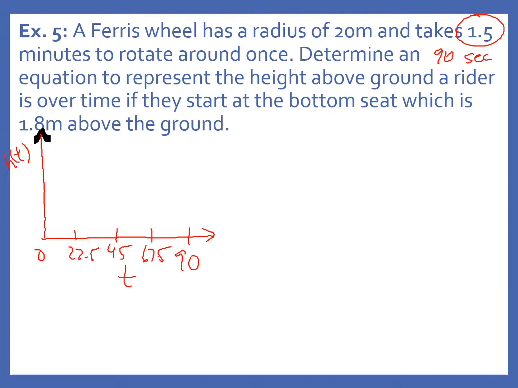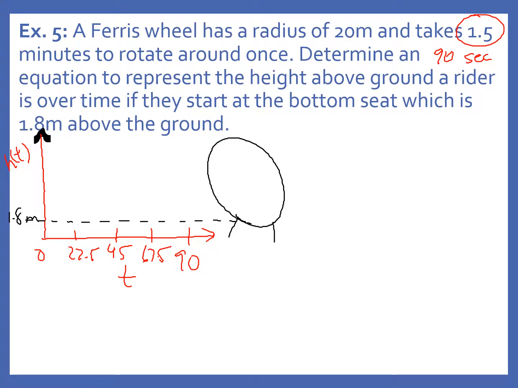It says that the Ferris wheel is 1.8 meters above the ground. Now, if you wanted to, you could draw kind of like a Ferris wheel to mimic the motion. And that looks more like a football on a tee, but let's just go with it for now. So 1.8 meters above the ground. So if we kind of go across, that right there is 1.8 meters above the ground.